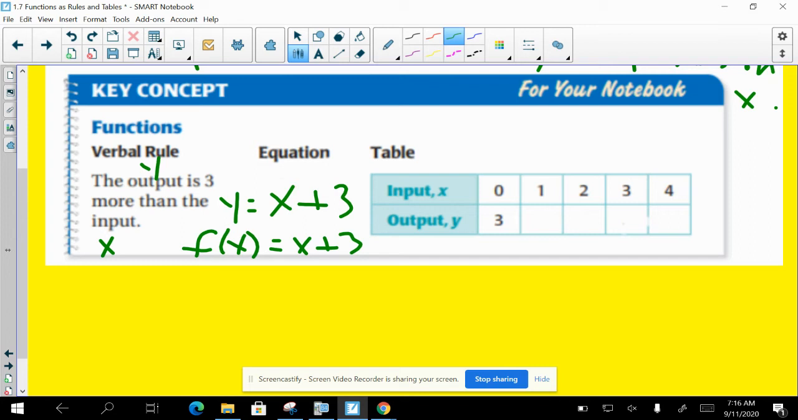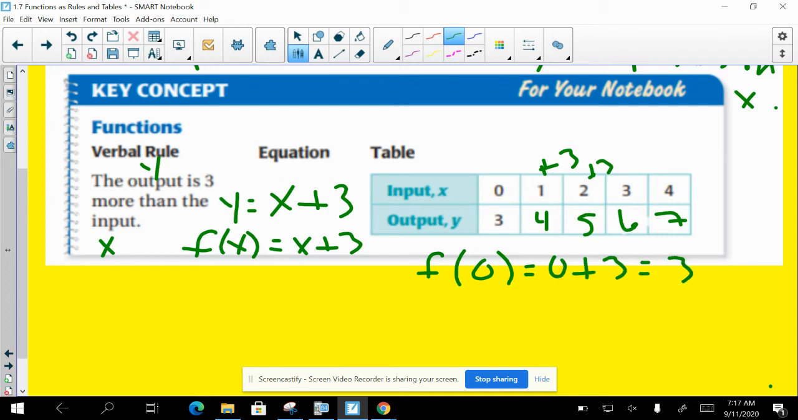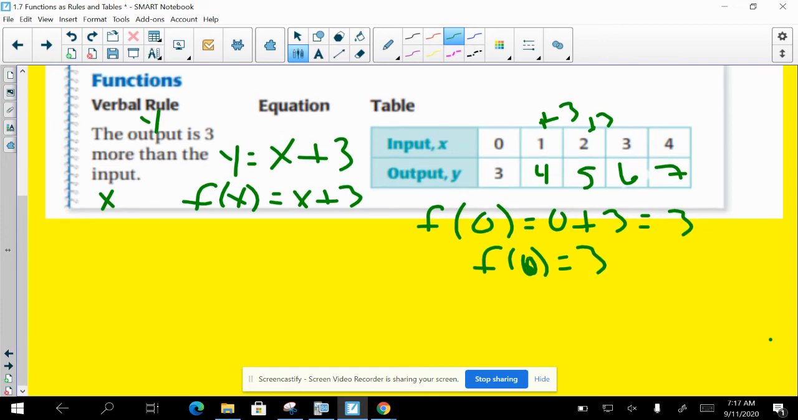So here are the given inputs. The output is just 3 more. So 1 plus 3 is 4, 2 plus 3 is 5, 6, and 7. And this is also saying, if you wanted to find the function when x equals 0, this is just notation here. You could say f of 0 equals 0 plus 3, which is 3. So f of 0 equals 3. So when x is 0, y is 3. We could do that for all the other ones.